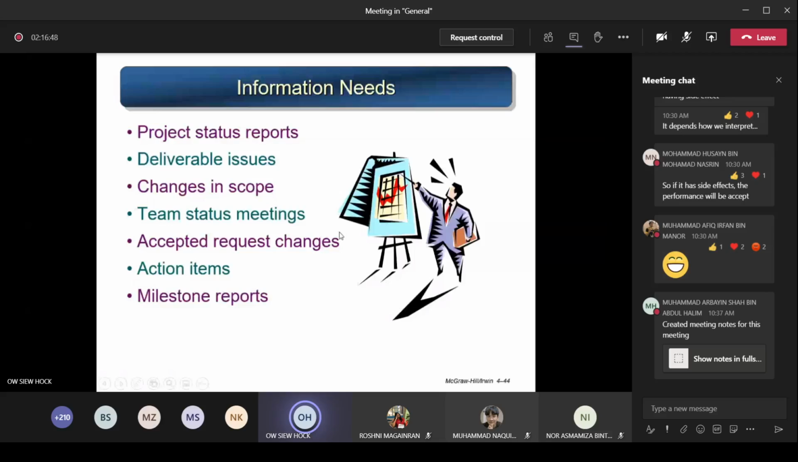This thing happened last year. One of the team members, they cannot discuss among the team members. They always argue. So one team member has to get out and then go and join another team. So next, accepted request change. Customer comes and tells you, oh, I want to add some more things. Do you agree? Do you approve the change or not? This one also you have to document and report, and inform all the stakeholders that are involved.